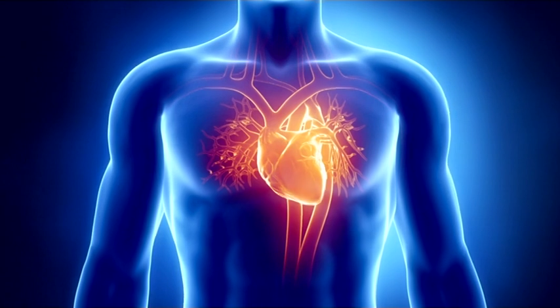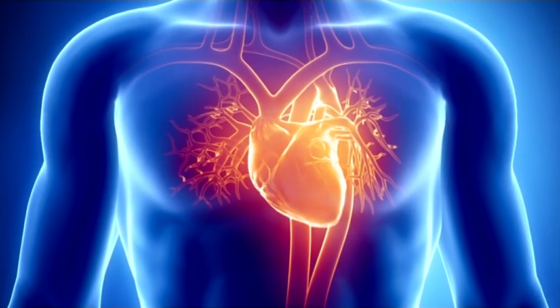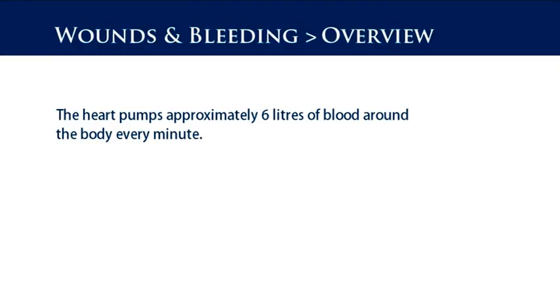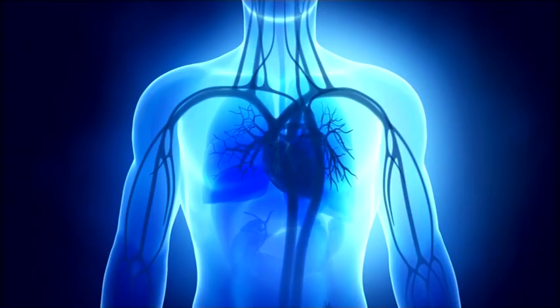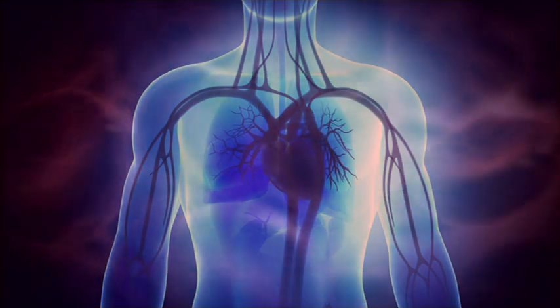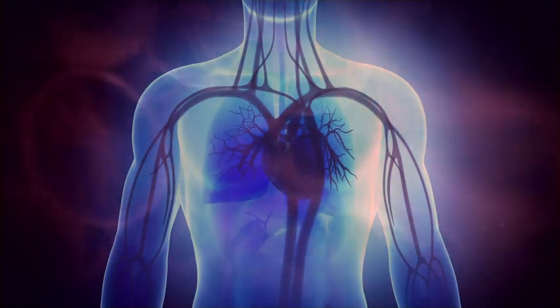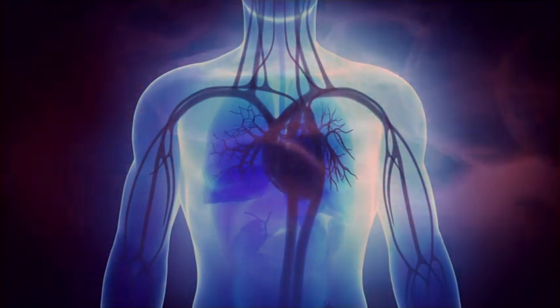The heart is a hollow muscular pump, about the size of your fist, with 2 pairs of chambers. These chambers collect blood flowing back to the heart and then pump it out again. The heart beats constantly to pump approximately 6 litres of blood around the body every minute. The blood vessels, known as the arteries, veins and capillaries, carry the blood around the body and back again to the heart and lungs to be oxygenated and returned around the body again and again.